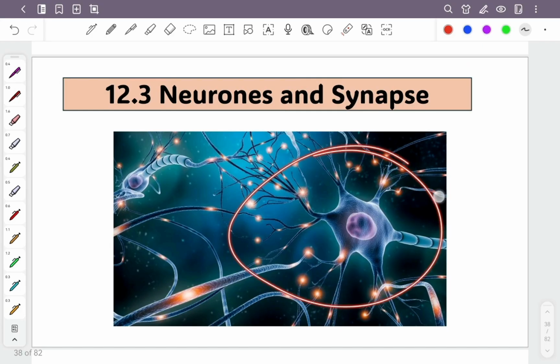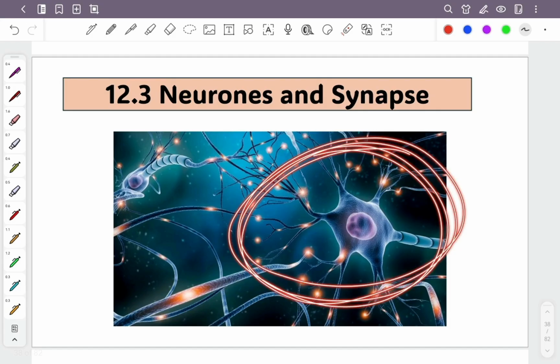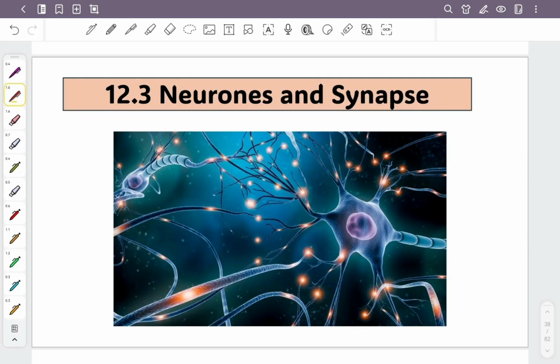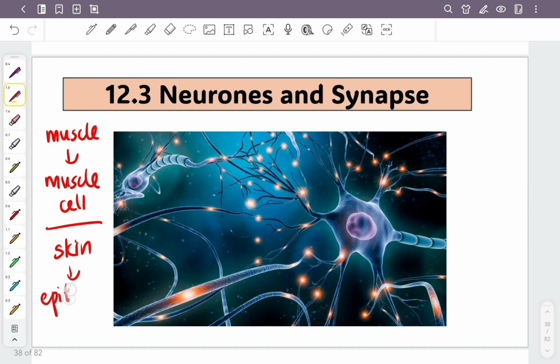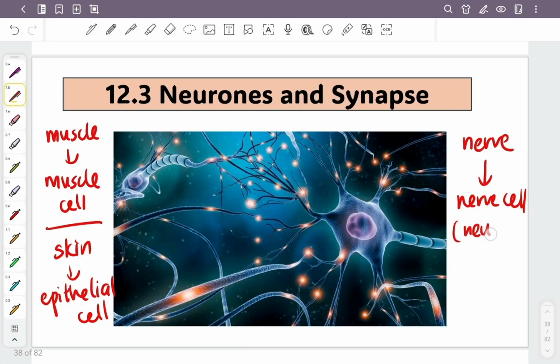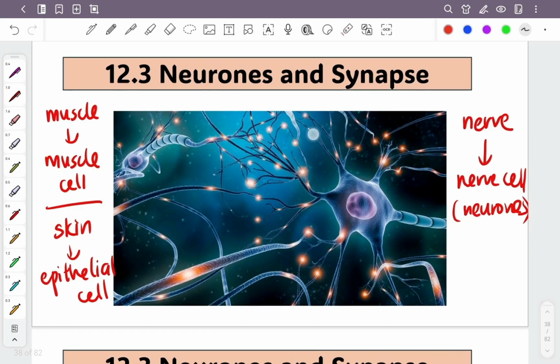Okay, so this picture is actually showing you the neurons. So what actually are neurons? If we use an analogy to describe, let's say you have muscle, correct? So muscle is made out of muscle cells. Then we also have skin, which is made out of epithelial cells. Correct? So in this case, just now we talked about nerve. So in the nervous system, there are a lot of nerves, and nerve is made out of a lot of nerve cells. So this nerve cell we call a neuron. Understand? So there will be a lot of neurons in your nervous system. Okay, so this is the picture showing you the neurons.